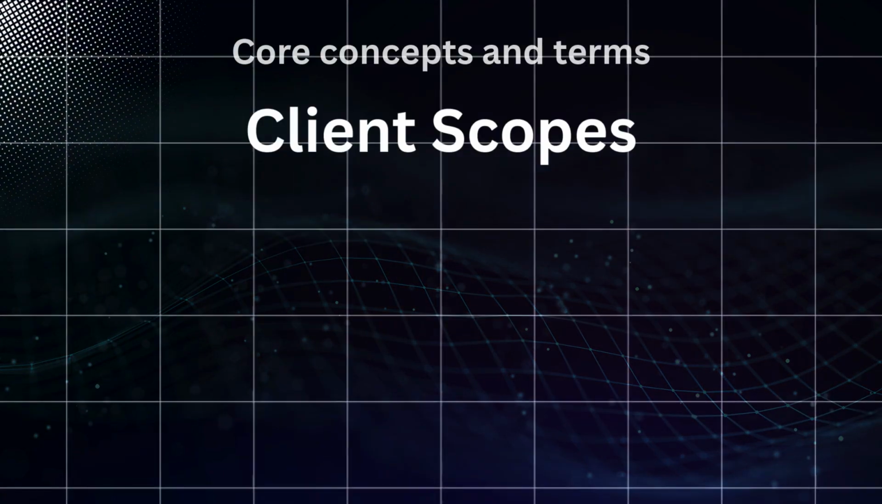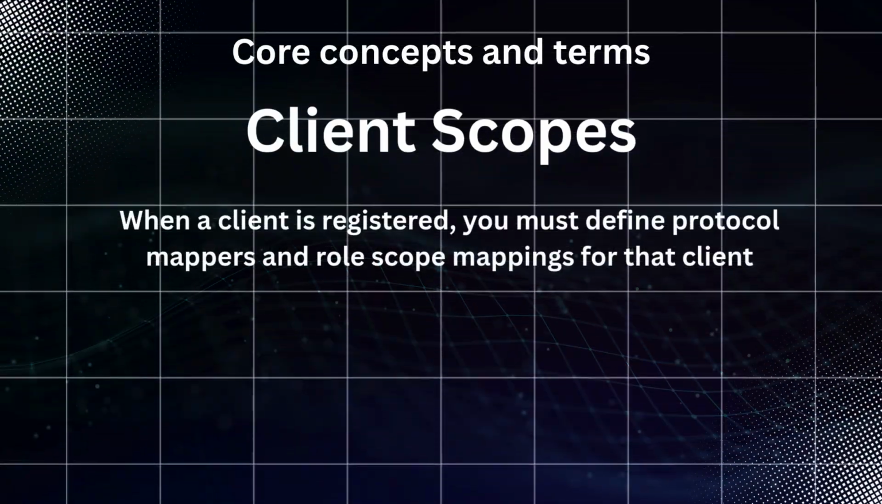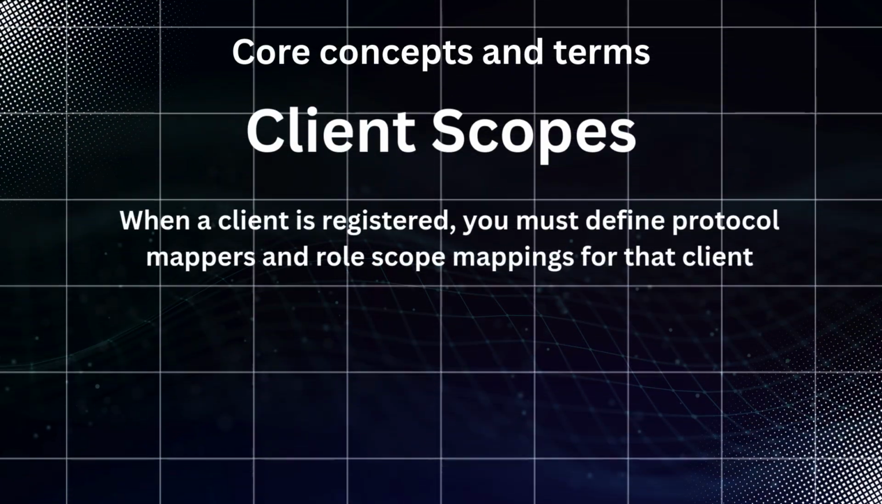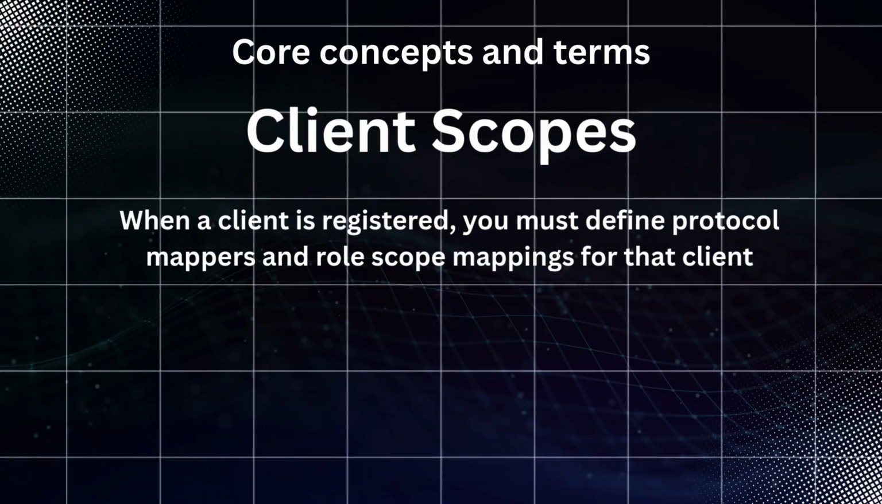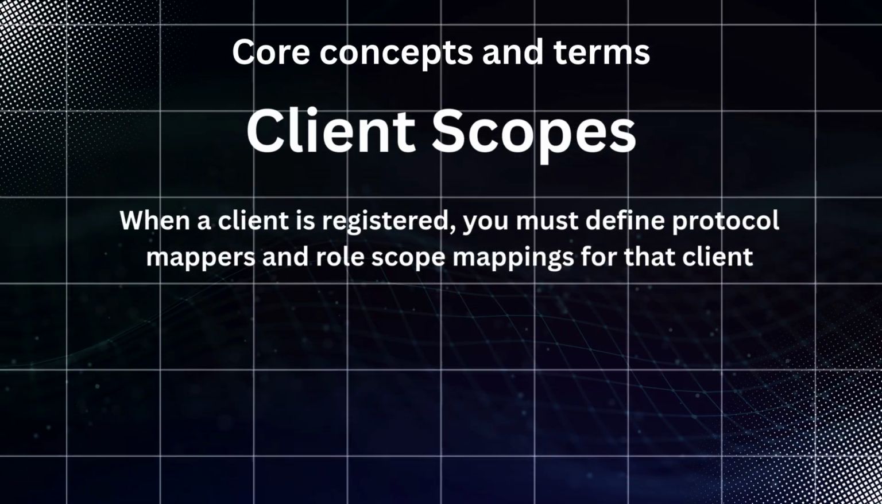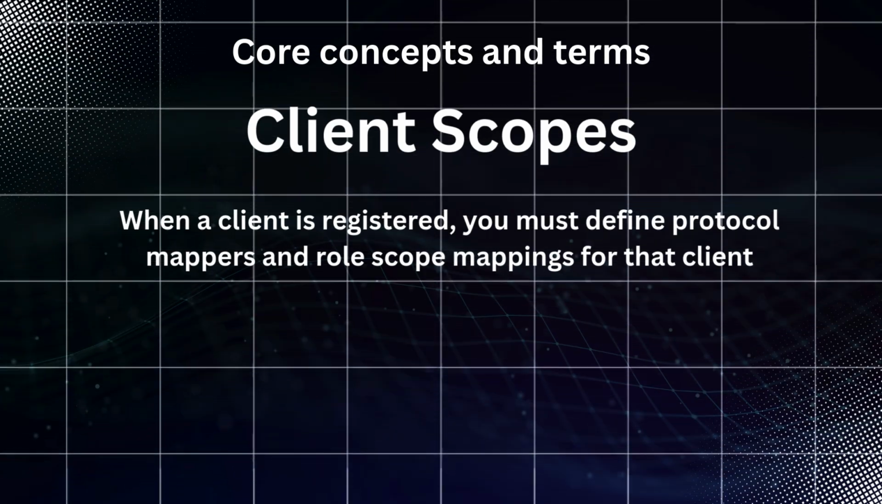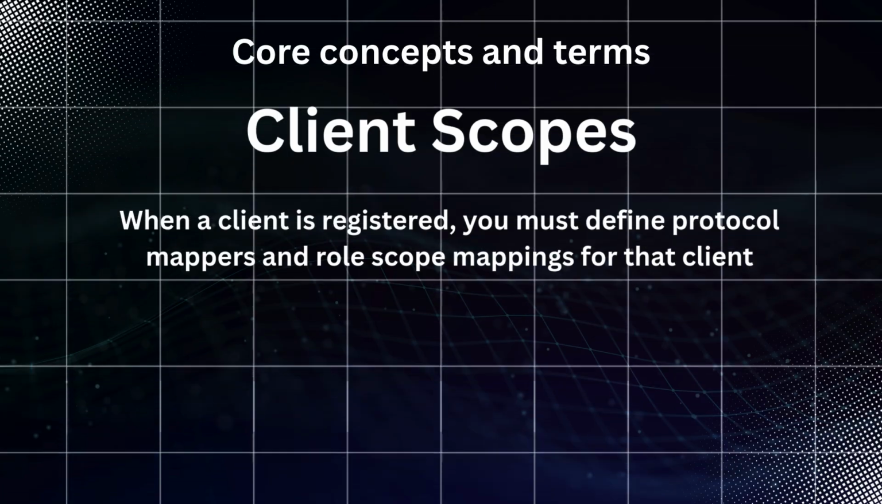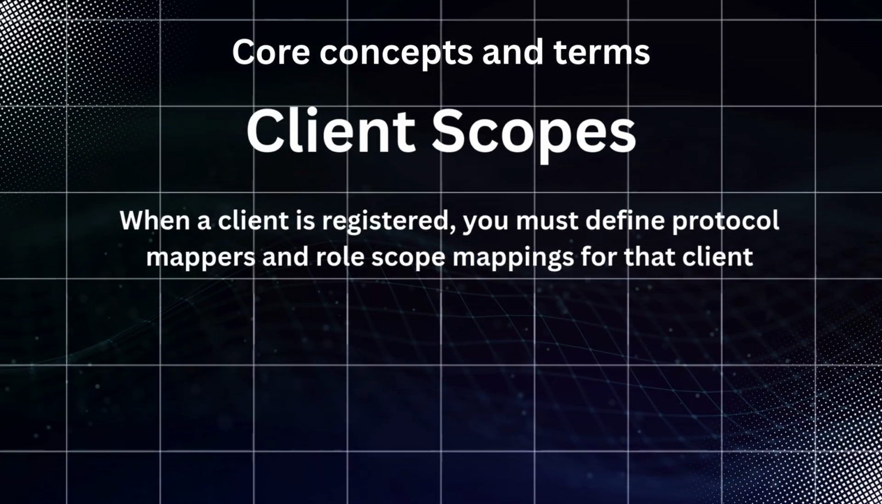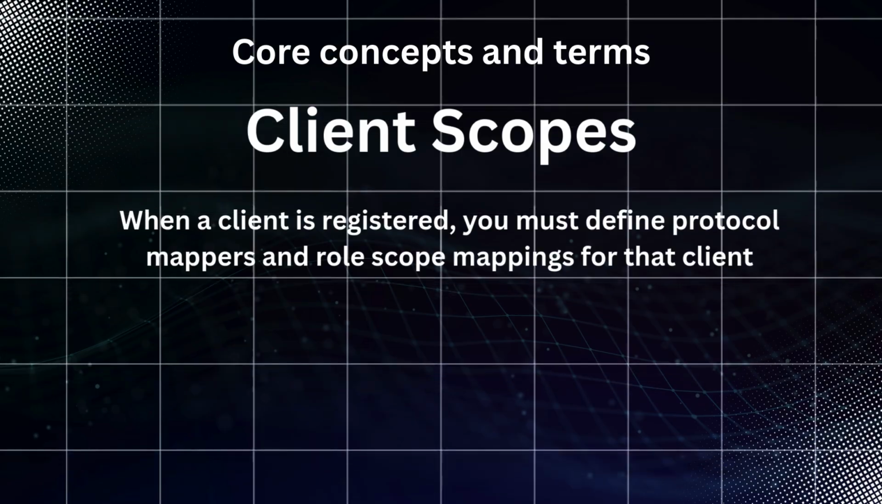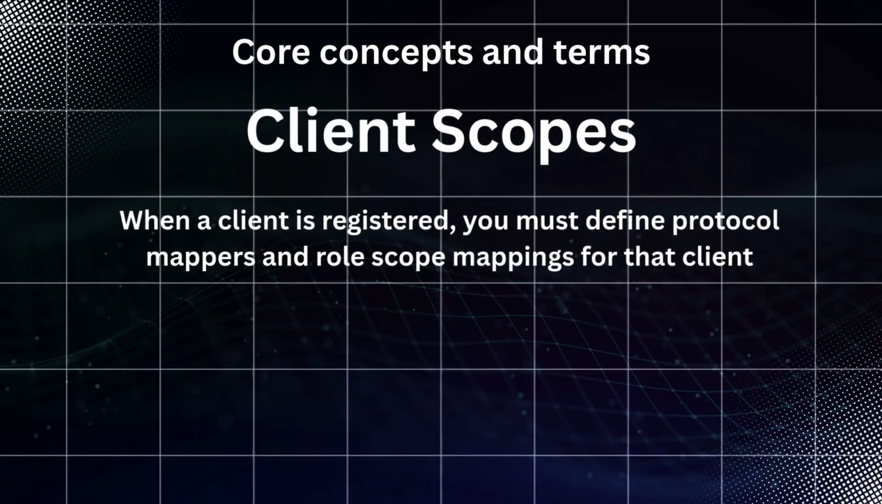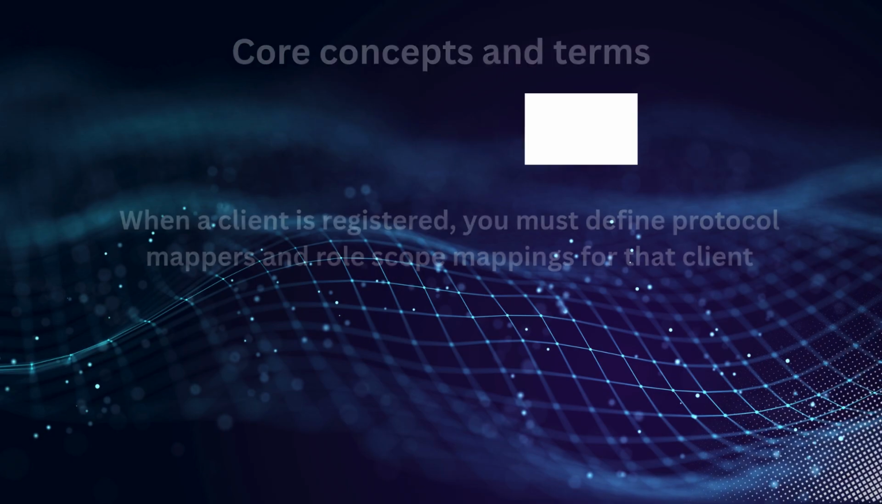Then we have client scopes. When a client is registered, you must define protocol mappers and role scope mappings for the client. It is often useful to store a client scope to make creating new clients easier by sharing some common settings. This is also useful for requesting some claims or roles conditionally based on the value of a scope parameter. Keycloak provides the concept of client scope for this.